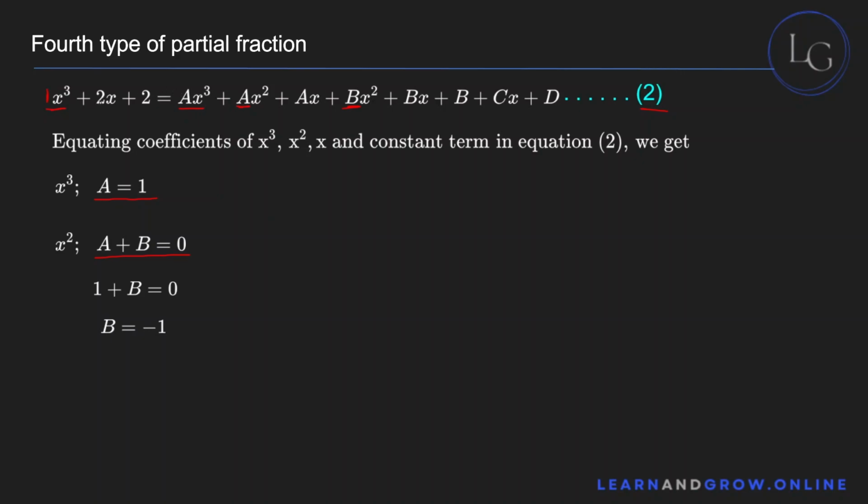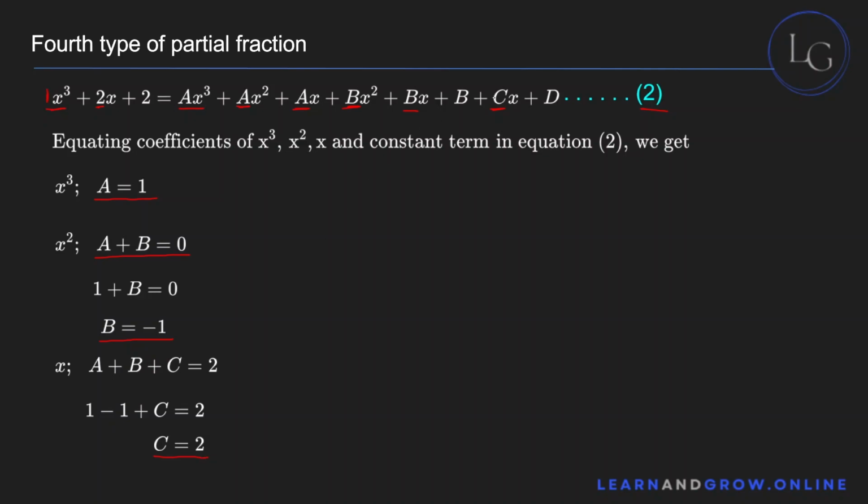Now, the coefficient of x on the left hand side is 2, and the coefficient of x on the right hand side is a plus b plus c. So a plus b plus c is equal to 2. Now we have the values of a and b above, and we'll plug those in to get the value of c, which is equal to 2.